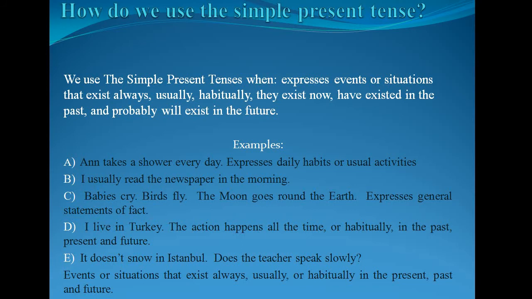I live in Turkey. The action happens all the time, or habitually, in the past, present, and future. So the action started in the past and still continues and will continue in the future too. It doesn't snow in Istanbul. Does the teacher speak slowly? Events or situations that exist always, usually, or habitually in the present, past, and future. So there are some actions which still exist and maybe will exist in the future too.